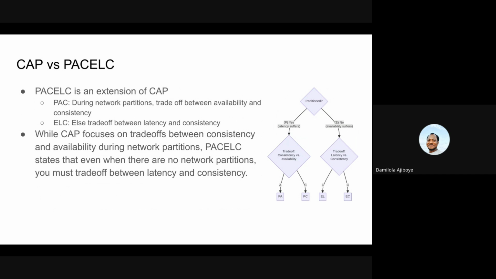But when we look at the right, this is saying that even when there are no network partitions, there's this trade-off we have to make between latency and consistency. So that's what this is talking about. CAP focuses on the trade-off between consistency and availability during network partitions, and this states that when there are no network partitions, we still have to make this trade-off between latency and consistency.